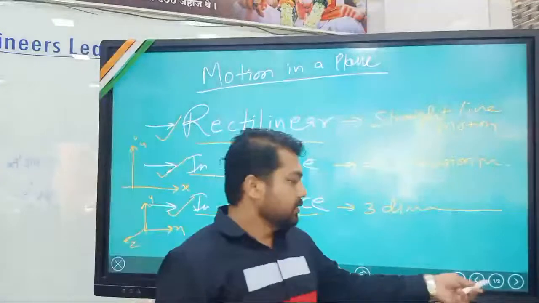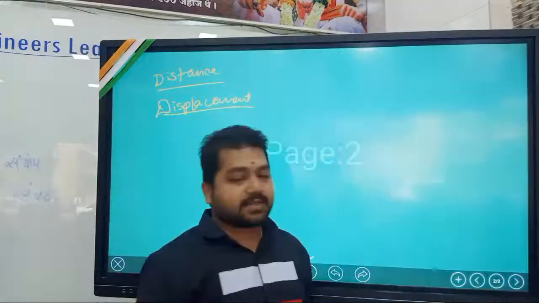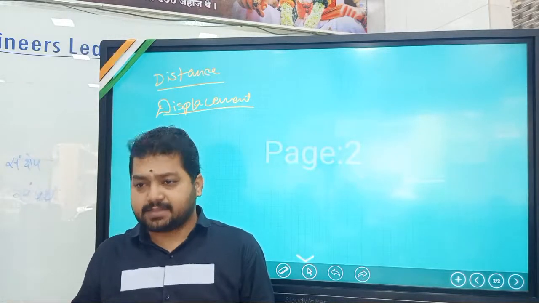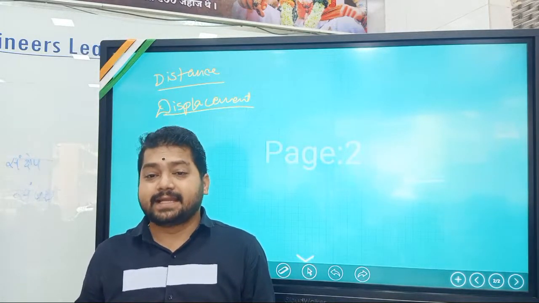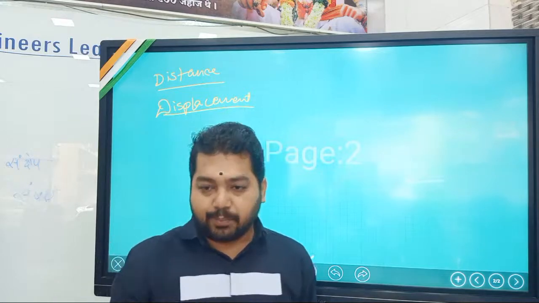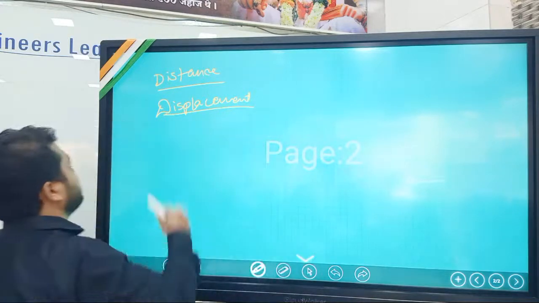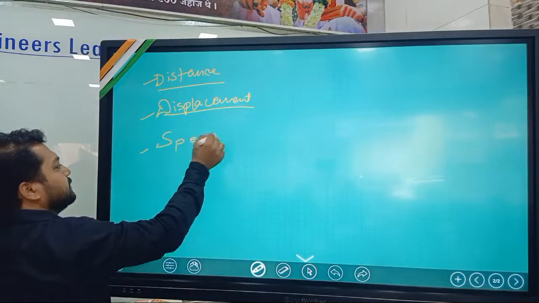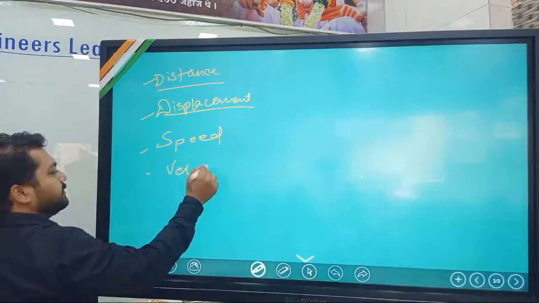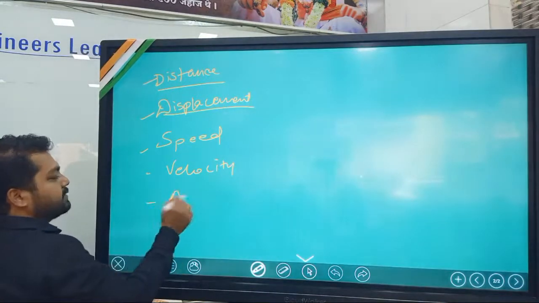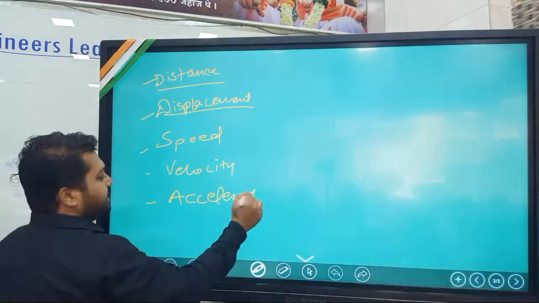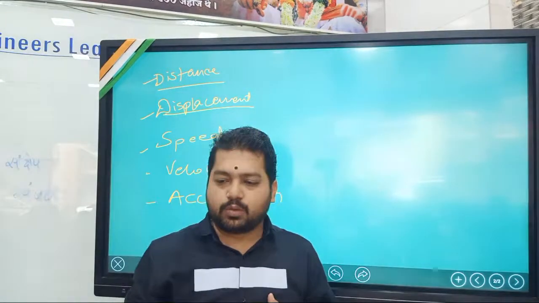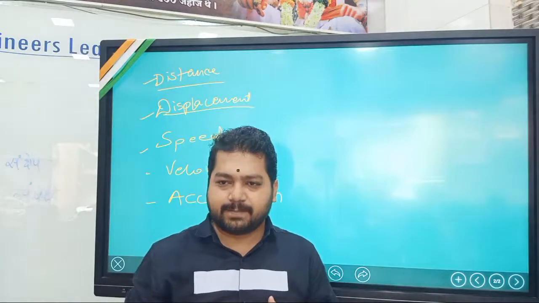Now, as far as the textbook is concerned, the syllabus demands rectilinear first. So we will first understand rectilinear motion and its components. So the very first component is distance, then displacement, then speed, then velocity, and final is acceleration. Fine. Sir, we generally know what is speed, what is velocity, right?